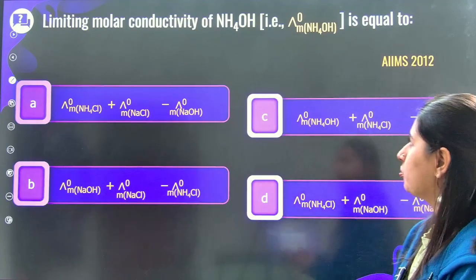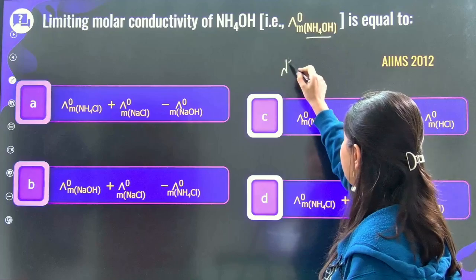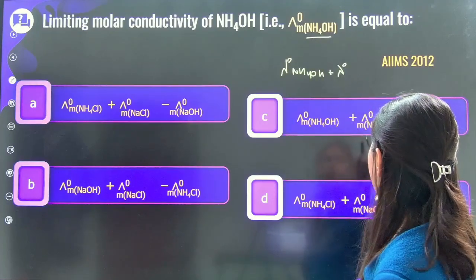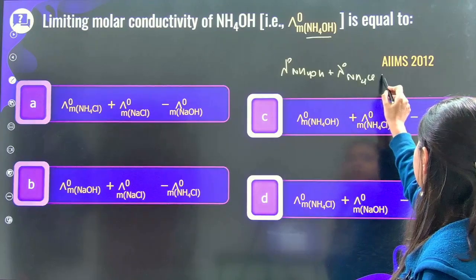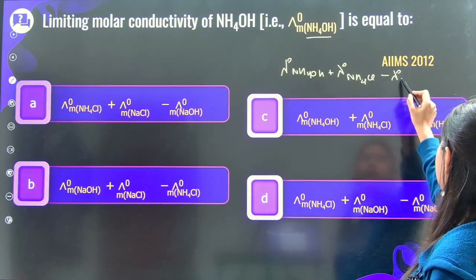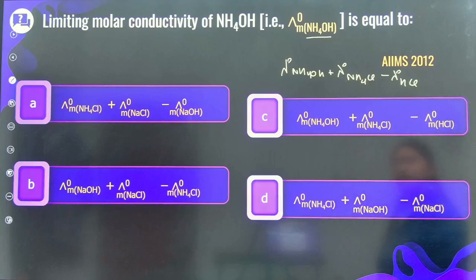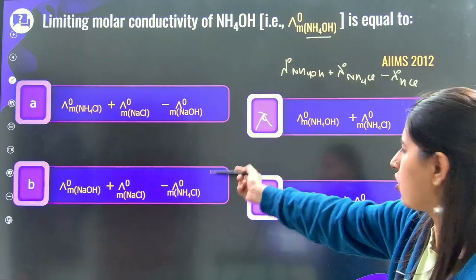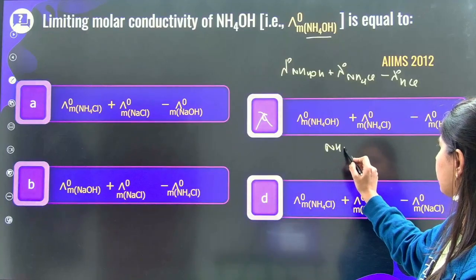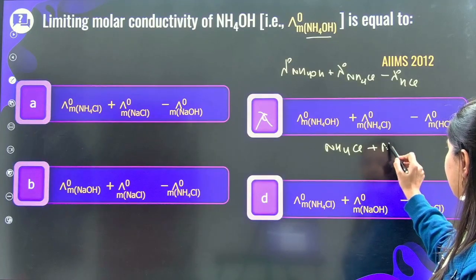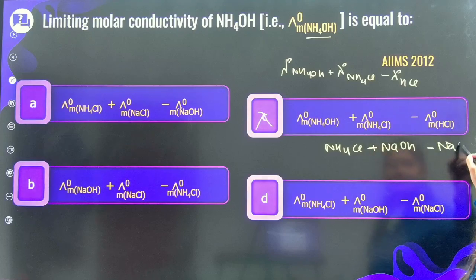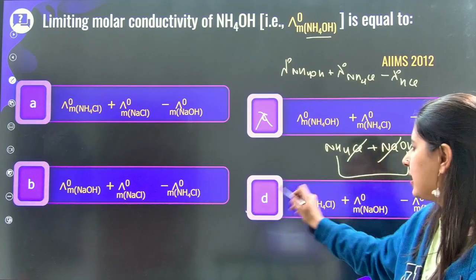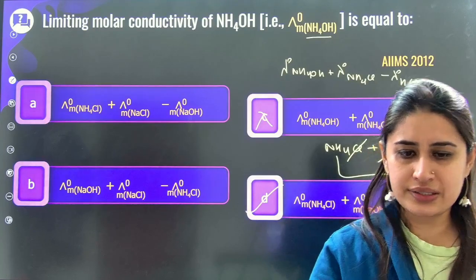So let's check. You can see ammonium hydroxide, lambda naught NH4OH plus lambda naught NH4Cl minus lambda naught HCl. What will that give you? It will never give you NH4OH. That's what we want. So C cannot be your answer at any cost. But if I take NH4Cl and add to it NaOH and subtract NaCl, Na plus gone, Cl minus gone, what is left is ammonium hydroxide. That's what we needed. D becomes the answer to this question.